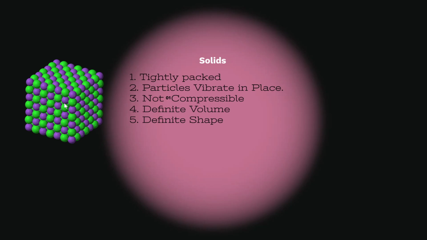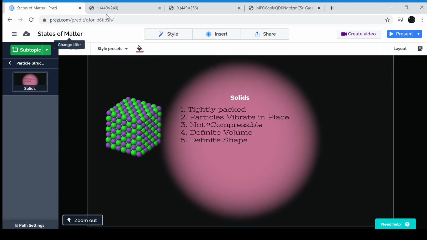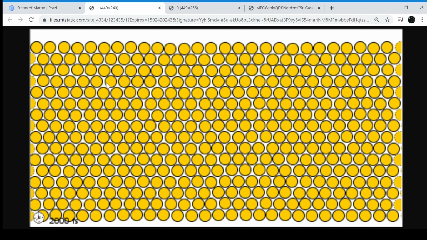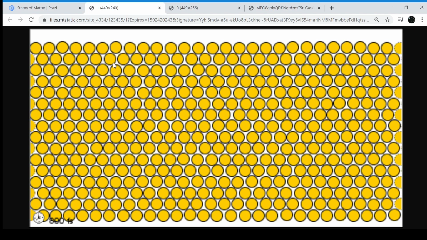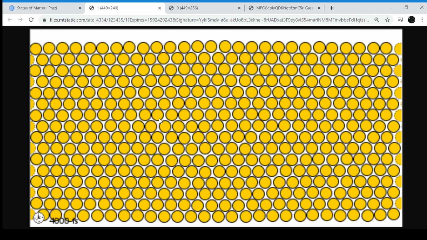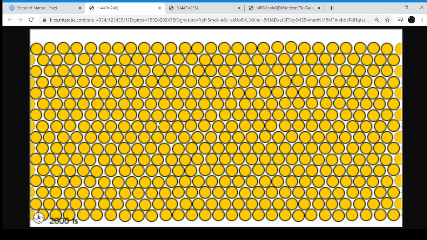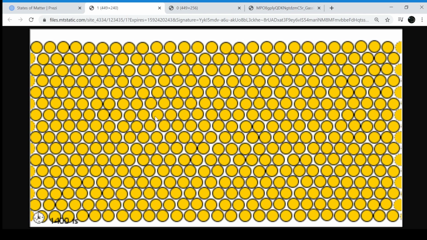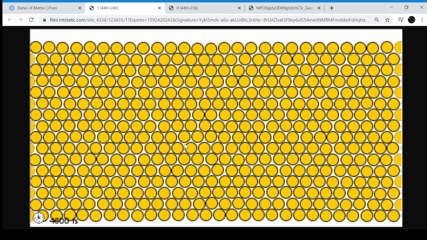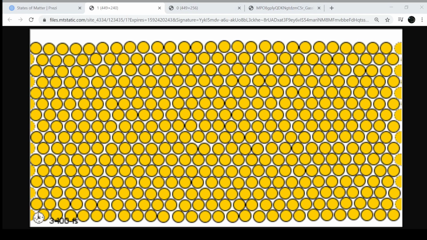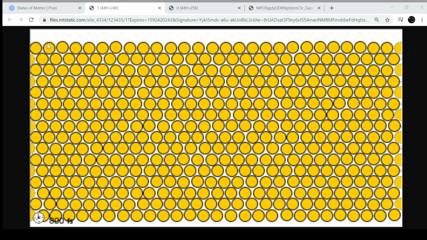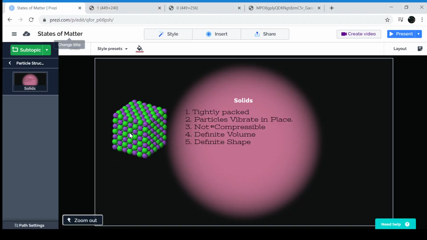Now, I also wanted to show you here how a solid moves. And this is an example of how a solid moves. Notice that all of the little dots, this dot right here in particular, isn't moving very much. It can vibrate and it still has motion, but it doesn't move around. So now we're going to go back to our presentation here.